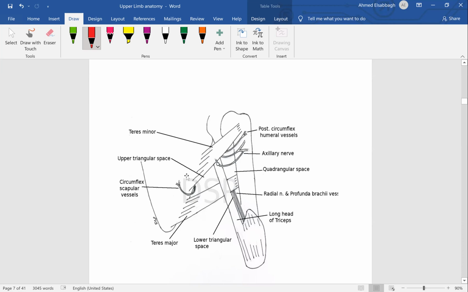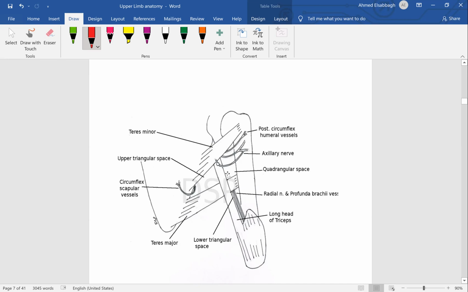The interaction between these structures will form three spaces. This one is called the quadrangular space. This one is called the upper triangular space. And this one is called the lower triangular space. Okay, let's talk about the boundaries. I will tell them in a single try, because they are just for reading.